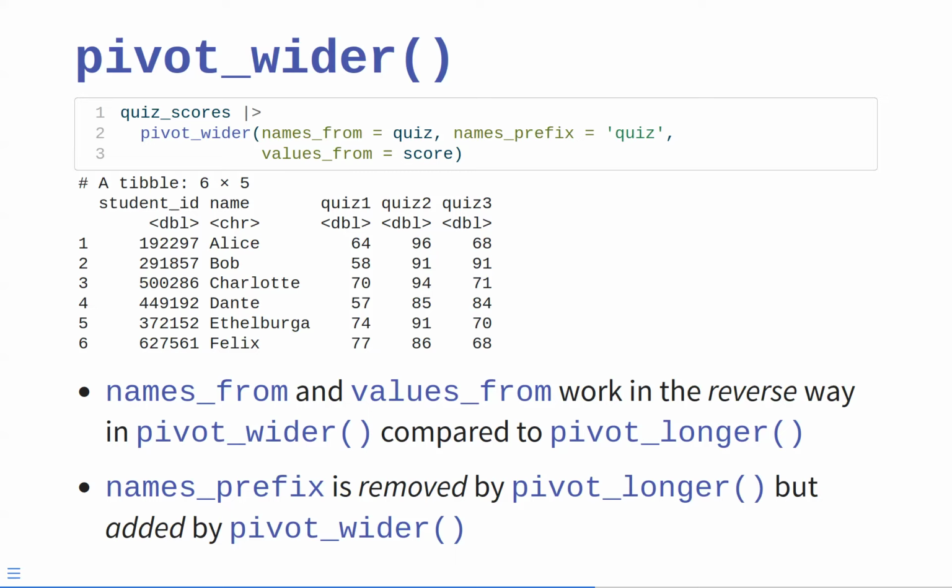Finally, names prefix. Remember that that's something that is removed by pivot longer. Well, it's something that is added by pivot wider. And this all makes sense because what we're doing is we're reversing the transformation that we did before. So with pivot longer, we removed these prefixes. Now we're putting them back.